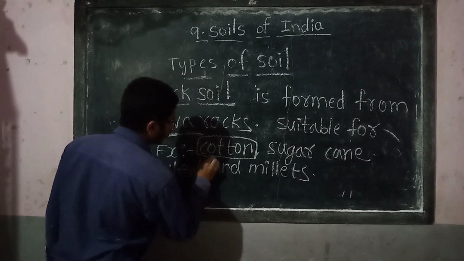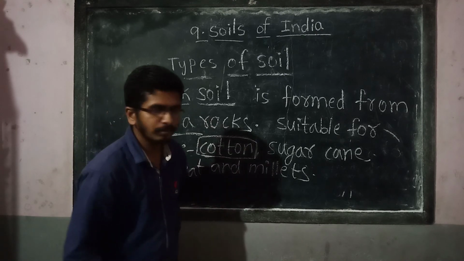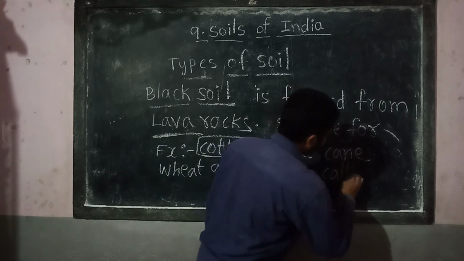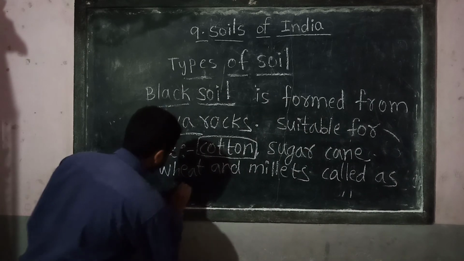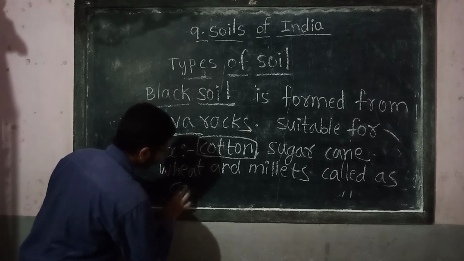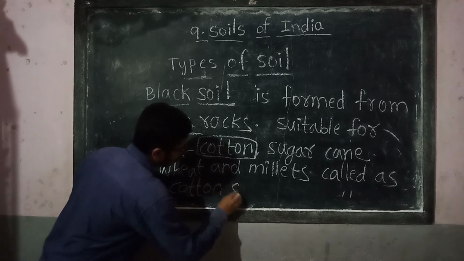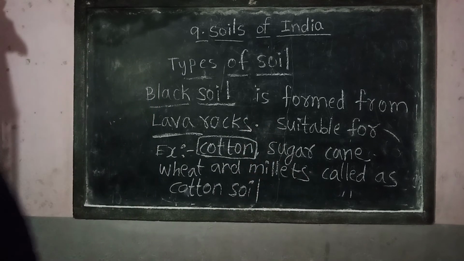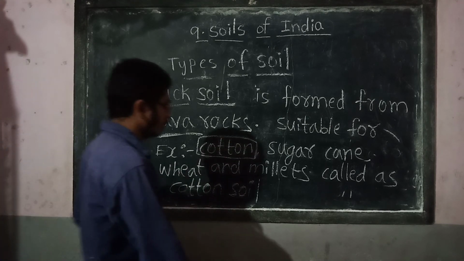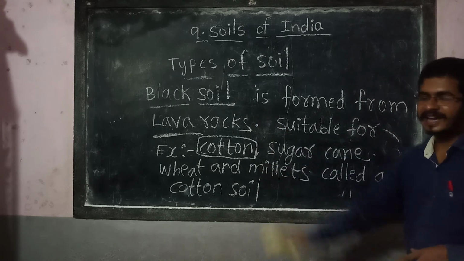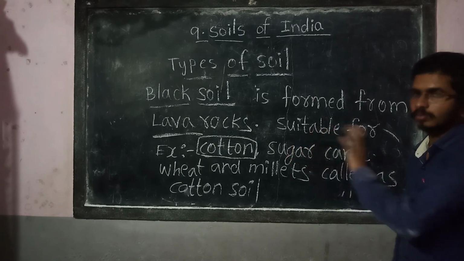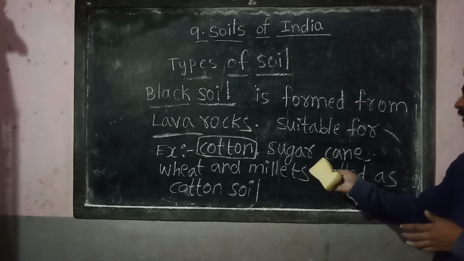Cotton will grow in a large amount here. So it is also called cotton soil, because cotton crops can be grown in large amounts in this black soil. The farmers in these black soil regions mostly grow cotton, and the remaining crops are sugarcane, wheat and millets.